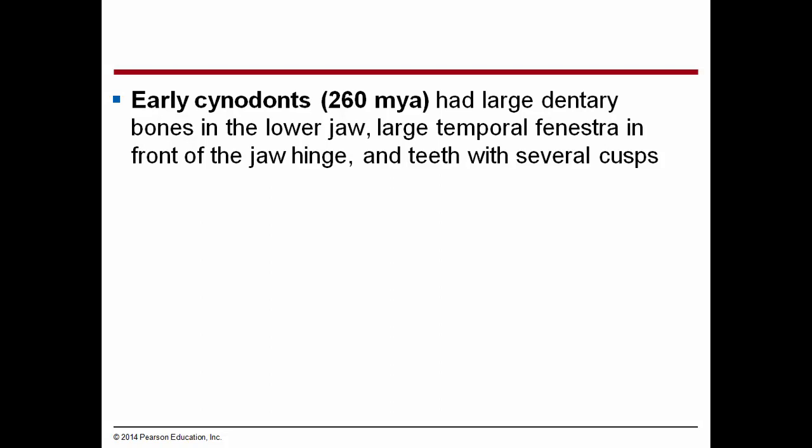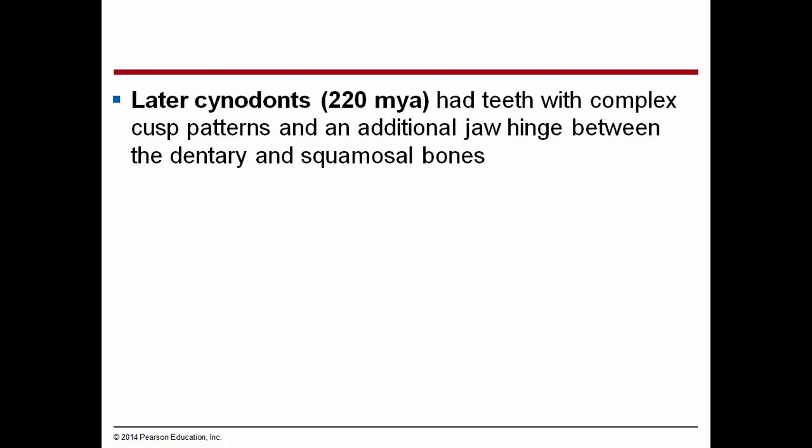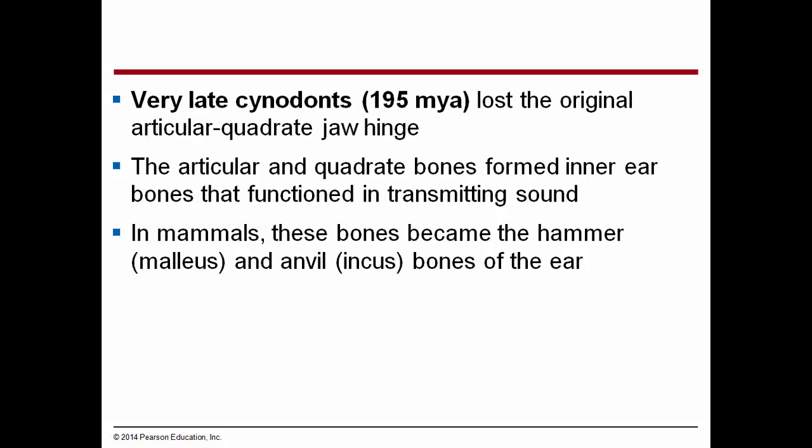Early cynodonts had large dentary bones in the lower jaw, large temporal fenestrae in front of the jaw, and teeth with several cusps. Later cynodonts had teeth with complex cusp patterns and an additional jaw hinge between the dentary and squamosal bones. Very late cynodonts lost the original articular-quadrate jaw hinge.